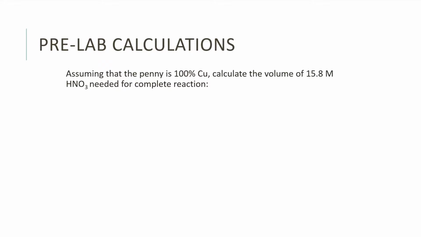Pre-lab calculations. Before beginning this lab, it is important to understand the calculations to find the approximate amount of acid needed to react with the penny. In this situation, the nitric acid provided has a molarity of 15.8 molar. To calculate the amount of acid needed, you will need to assume that the penny is 100% copper so that you know the acid is in excess.